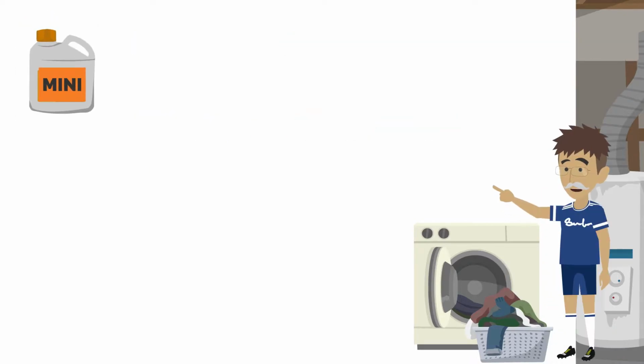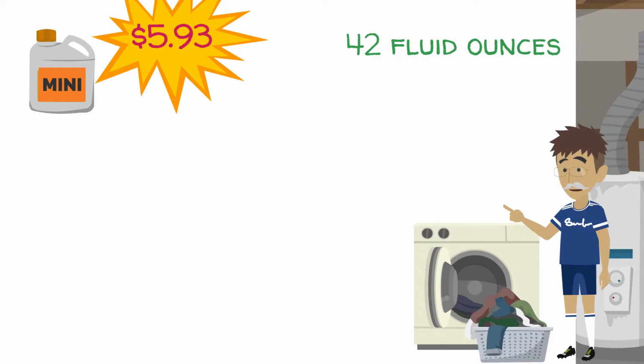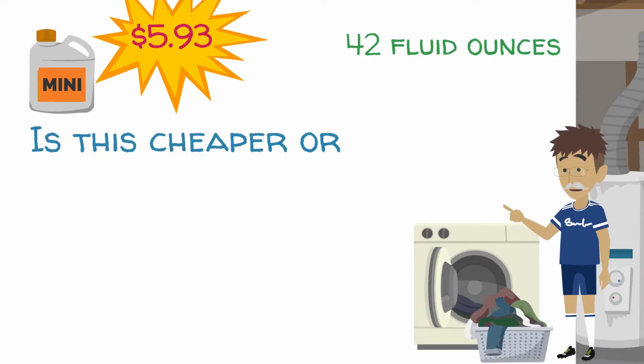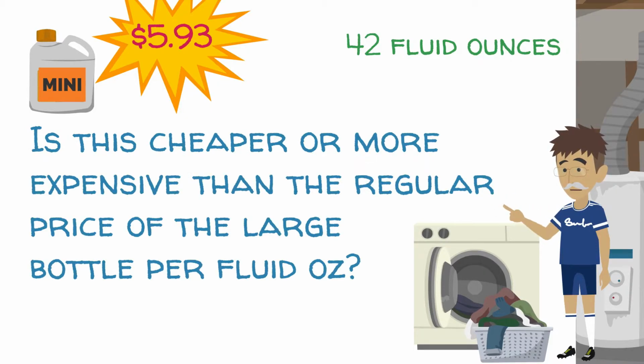This week, one of the smaller sizes of laundry detergent is on sale. The 42 fluid ounce bottle is $5.93. Is this cheaper or more expensive than the regular price for the 92 fluid ounce bottle?